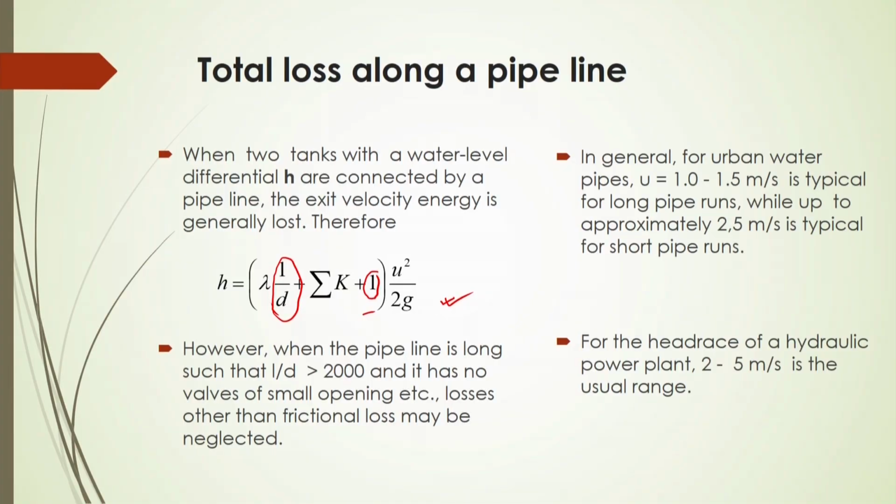And in general for urban water pipes, u will be equal to 1 to 1.5 meters per second, which is typical for long pipe runs, while up to approximately 2.5 meters per second is typical for short pipe runs. And for the head race of a hydraulic power plant, generally the velocity is considered as 2 to 5 meters per second as the usual range.